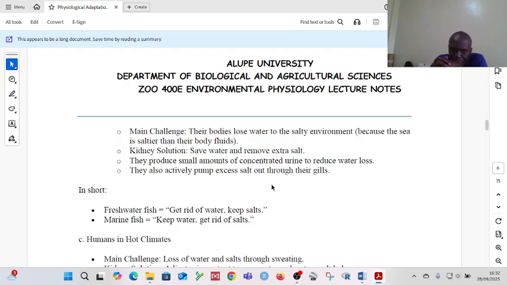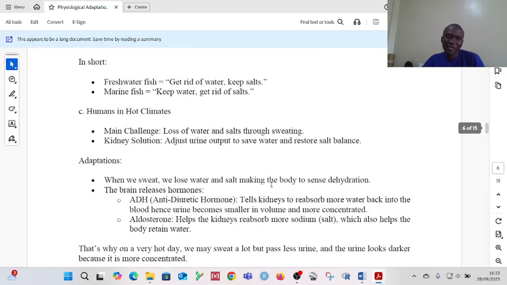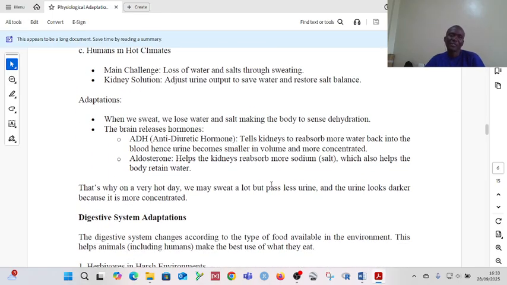So in short, in an aquatic environment, fish that are found in fresh water, they have to find ways of getting rid of water and keeping salts. But fish that are found in a marine ecosystem, they have to find ways of keeping water and getting rid of salts. Okay? Now, what happens for the case of humans in hot climates or hot environments?